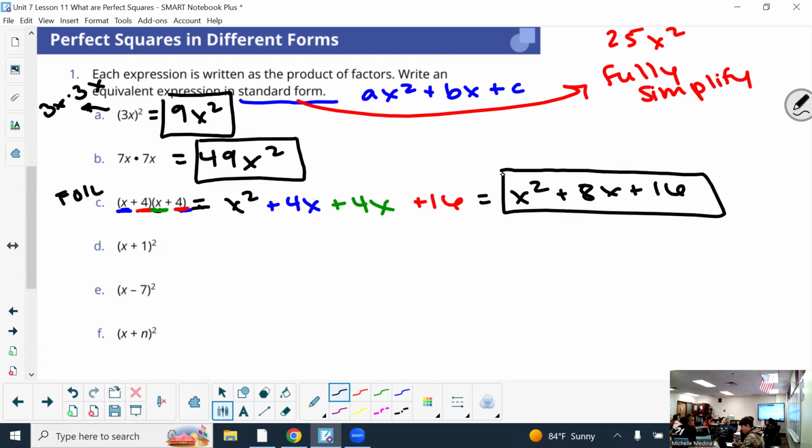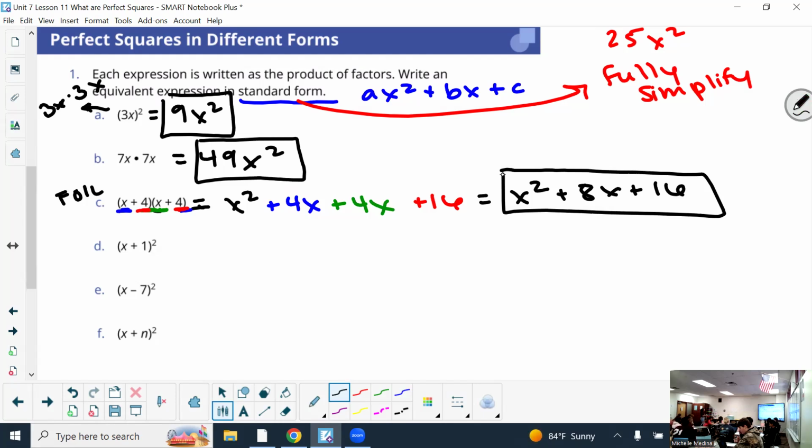Now notice this one is still considered a perfect square because it's the same parentheses times itself, and it creates a trinomial. All right. Difference of squares, which we did last Friday, has one of them as plus and one of them as minus, and that's why it doesn't create a trinomial. So just keep that in mind. If it's a perfect square, you should have a 3-term standard form.